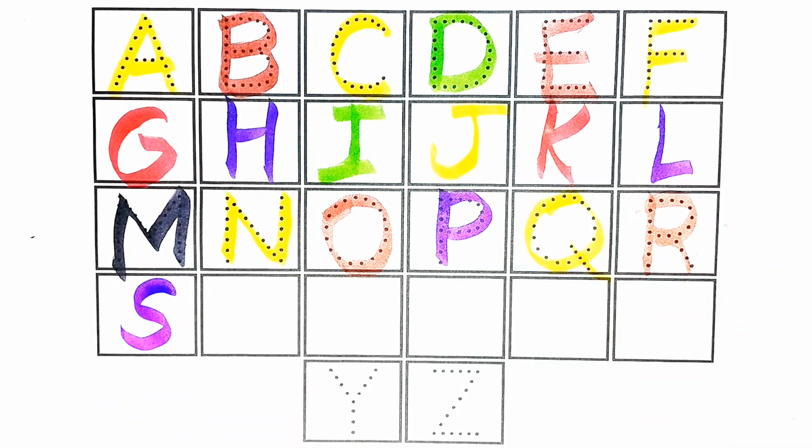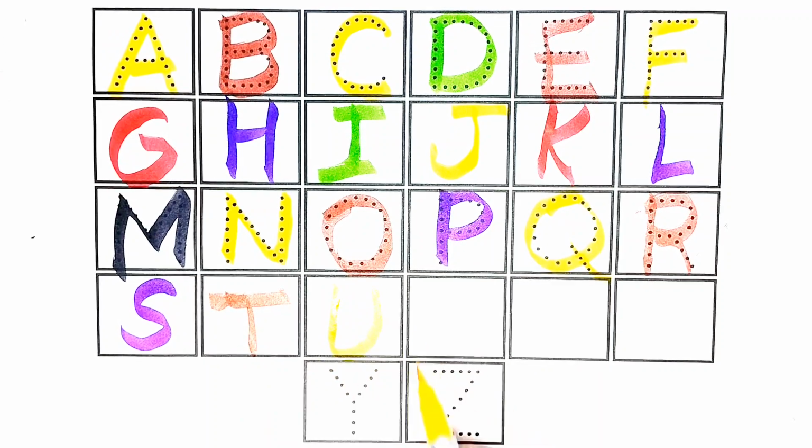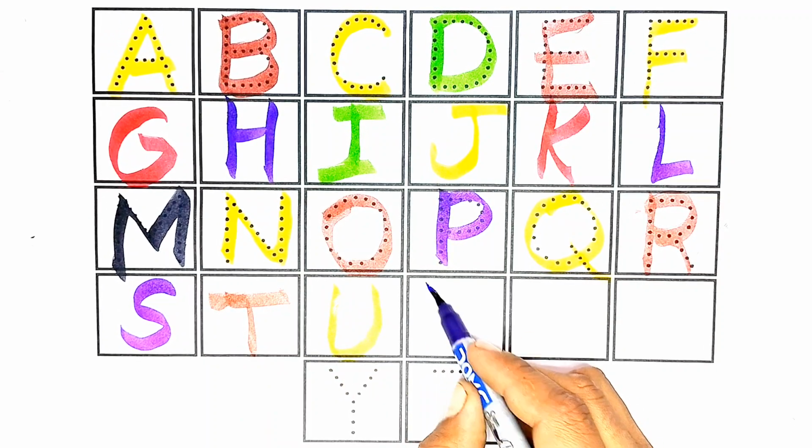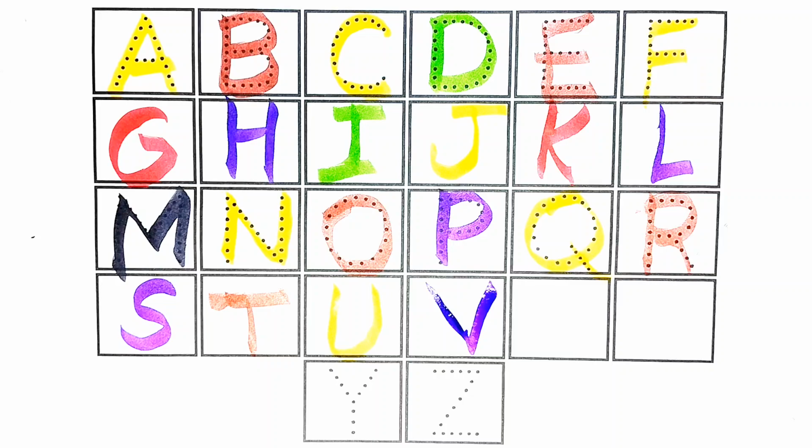S for sheep. T for tiger. U for umbrella. V for van.